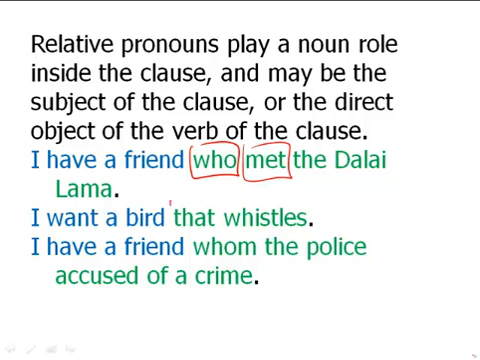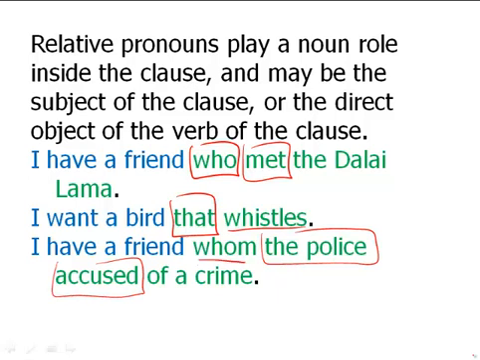I want a bird that whistles. Again, that is the subject with a verb. Last one, very interesting. The subject is the police. The verb is accused. And here, whom is a direct object of the verb. And because it's an object, the pronoun appears in objective form. And that's why we use whom instead of who, because it's appearing as an object. So these are examples of relative pronouns playing noun roles in the subordinate clauses.